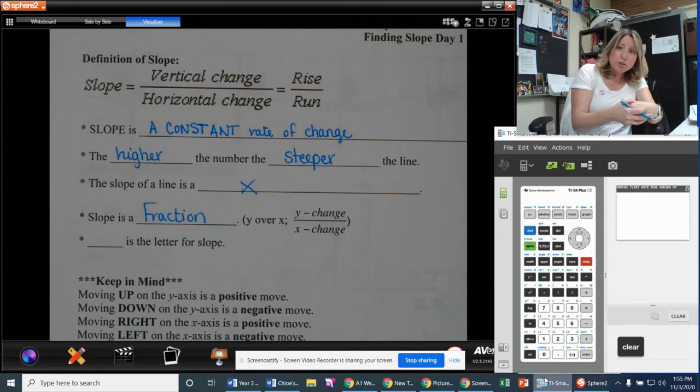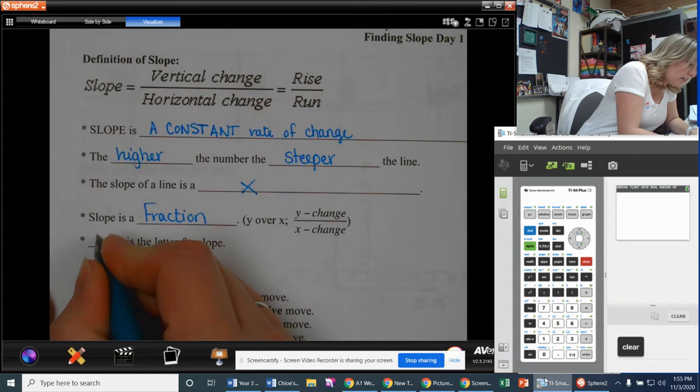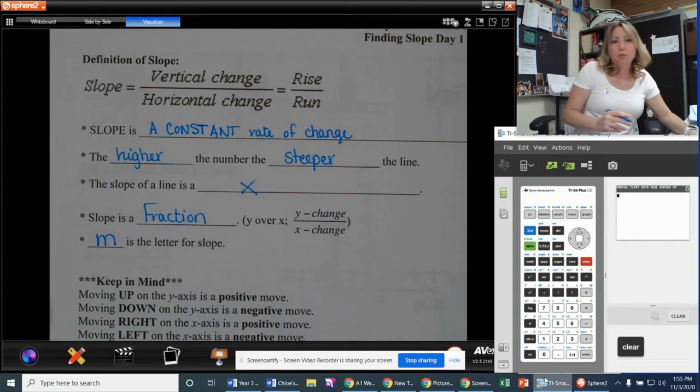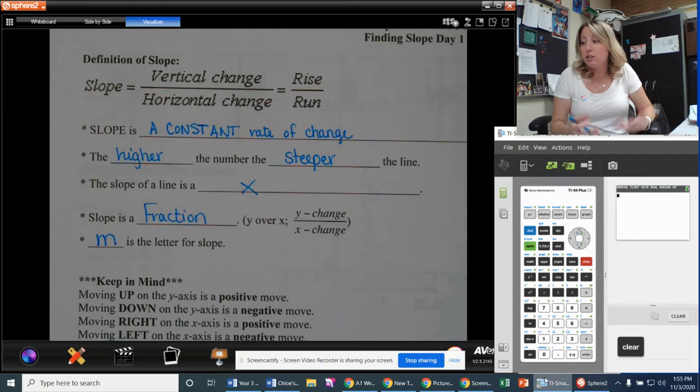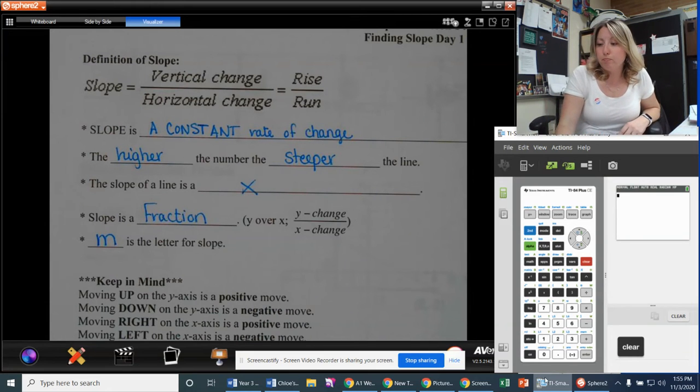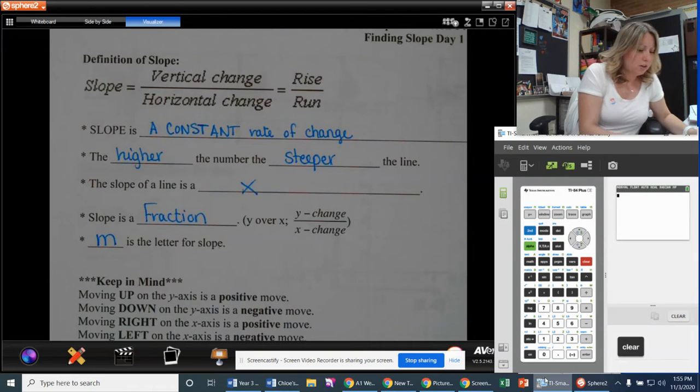The letter for slope, so every time I'm using slope as a letter, it's an M, and it comes from something French that I don't know. You're going to have to ask Madame Miller, or I don't know who else is up here teaching French anymore. They've changed those people so many times. I think Marsh might teach some French, you know.